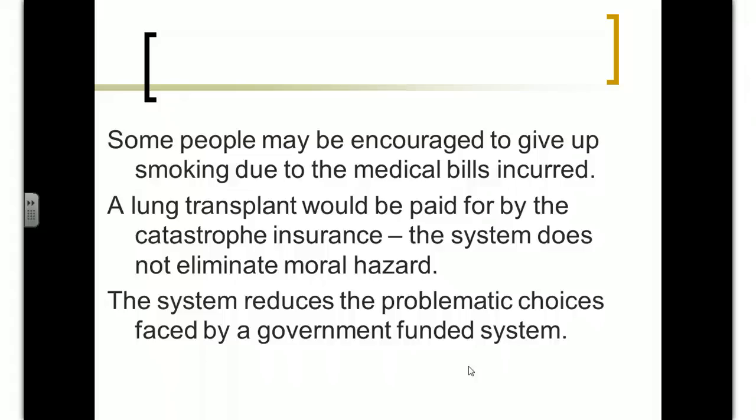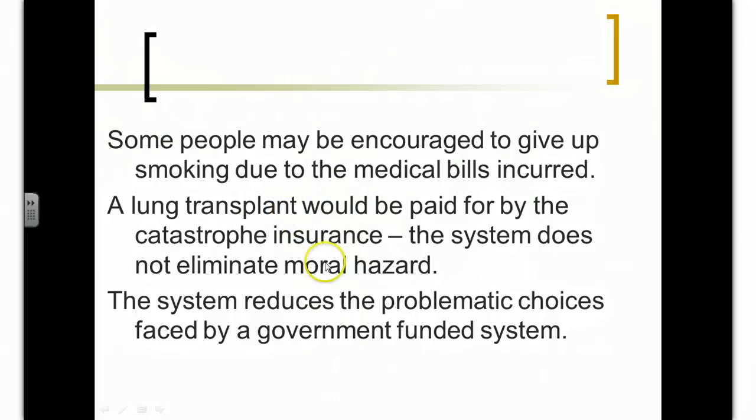However, a lung transplant would be paid for by the catastrophe insurance. So although smoking may lead to very high healthcare costs, it will still be covered by somebody else. So if they do require substantial treatment, it's not a case of saying, look, you've been smoking all your life, you've been saving €1,500 a year, you need a lung transplant, that costs 450 grand, you can't afford it. The catastrophe insurance is in place.